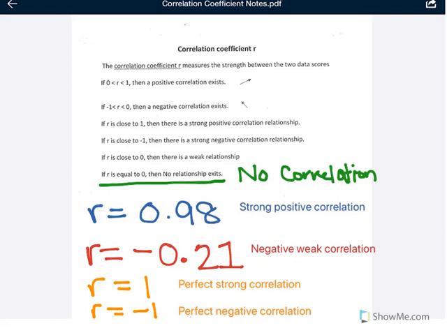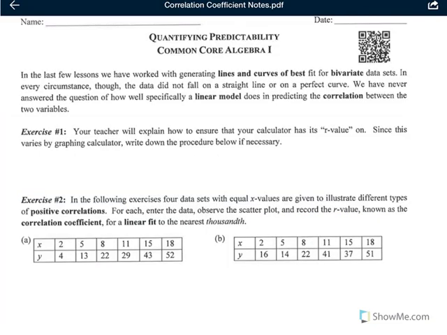Okay, so now we're going to move on to the next part of our notes. It says in the last few lessons we have worked with generating lines and curves of best fit for bivariate data sets. Remember, the word bivariate means that there are two things that you're comparing. In every circumstance, though, the data did not fall on a straight line or on a perfect curve. We have never answered the question of how well specifically a linear model does in predicting the correlation between the two variables.